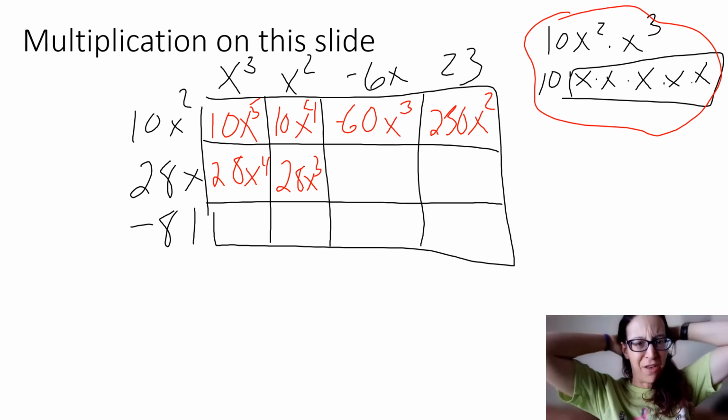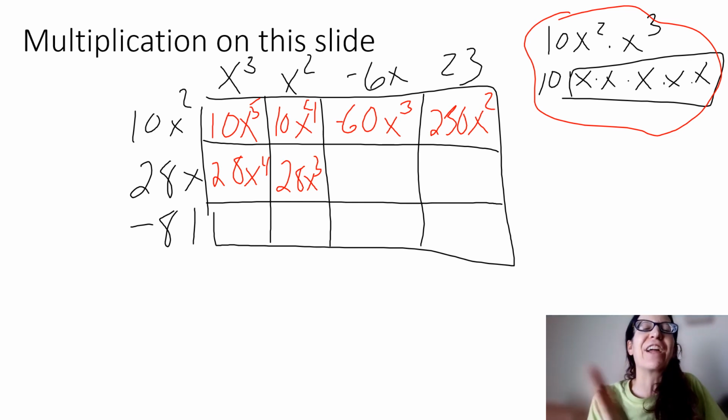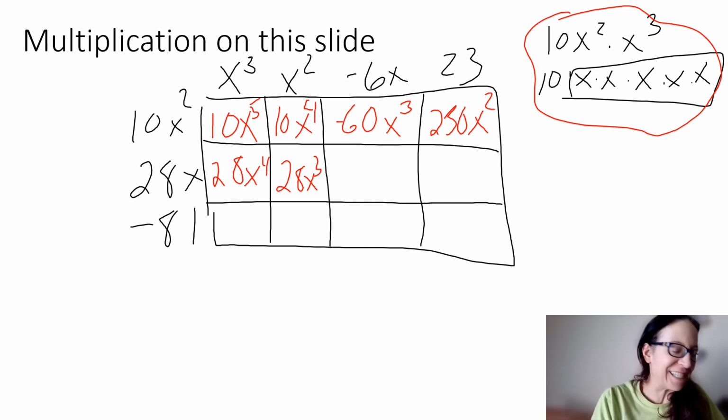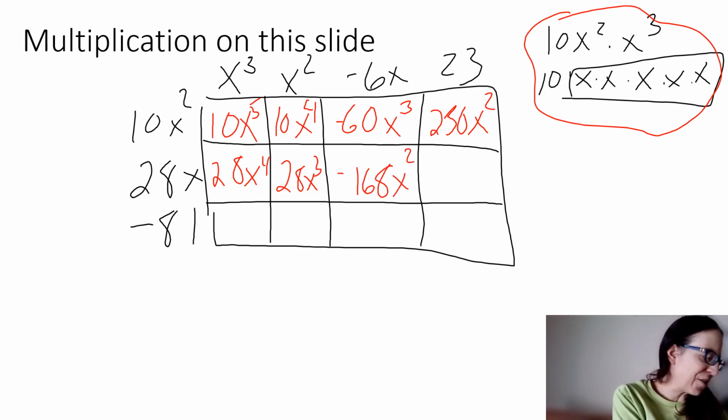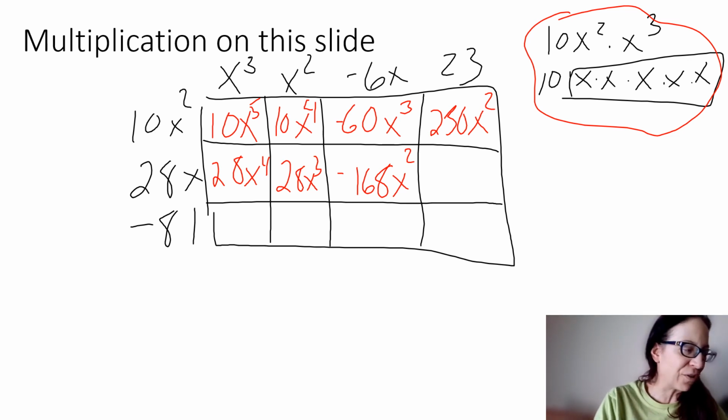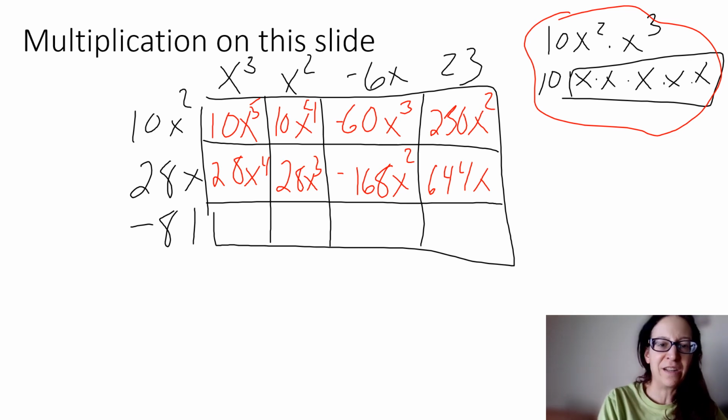Yay for mental math. But again, like on a test, I would not risk doing that in my head. I can, but you got to keep in mind what's at stake. So this is going to be 168x squared. And then this one, I'm not even going to bother, because by the time I sort it out in my head, yeah, this is going to be 644x. And I did not do that in my head, in case you're wondering. I did it on my calculator there.